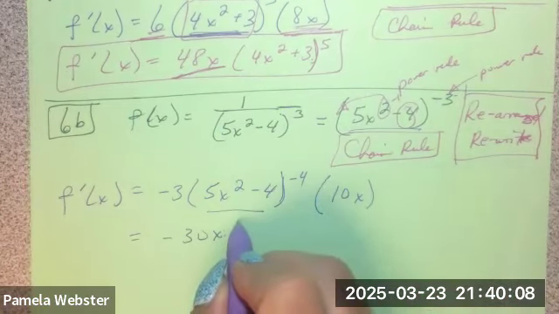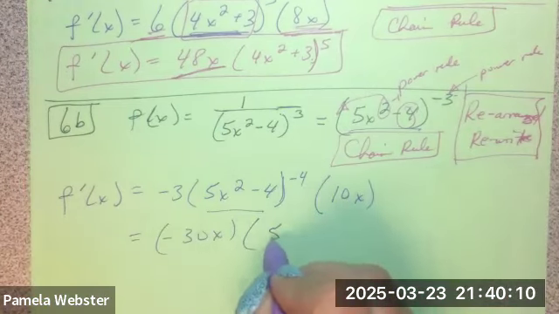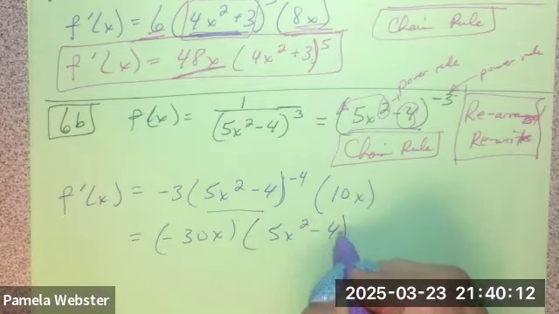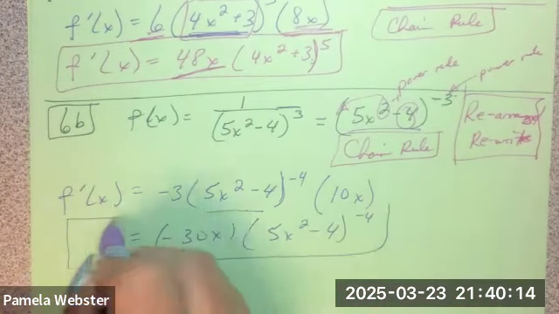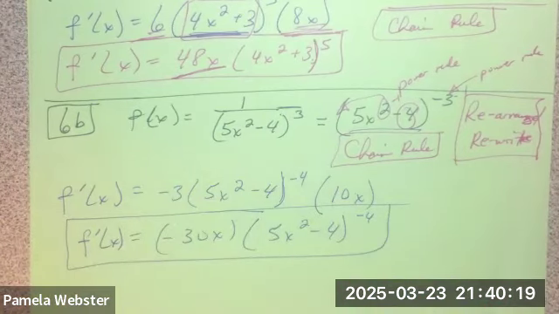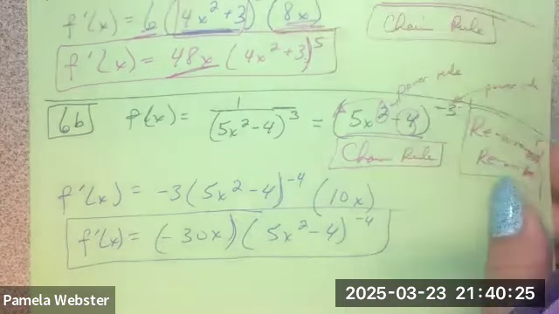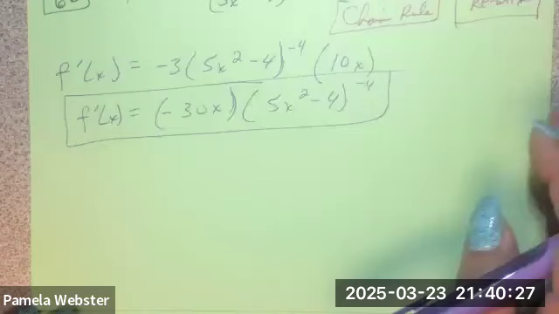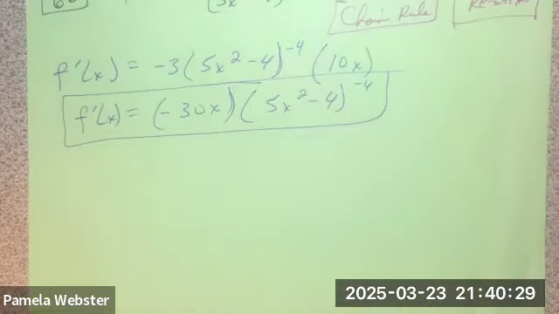Negative 30x times the stuff on the inside to the negative 4th power. Now, again, if you don't love having the negative 4th power, you can rearrange that, move that to the bottom. I'm fine with it, but I will leave it just like that. I know sometimes in your MyMathLab it's a little bit picky, but I don't care.